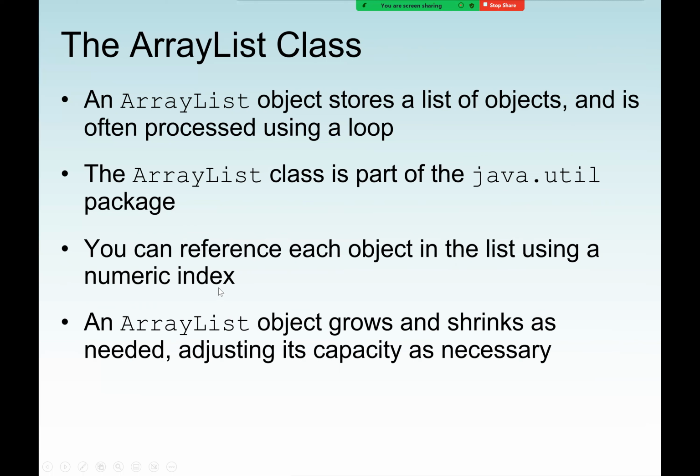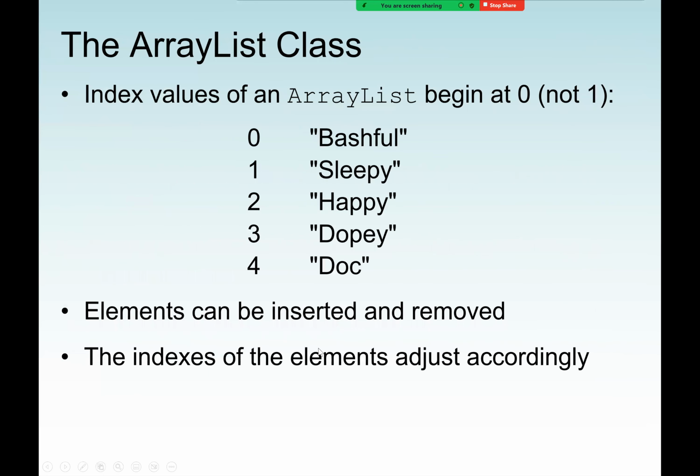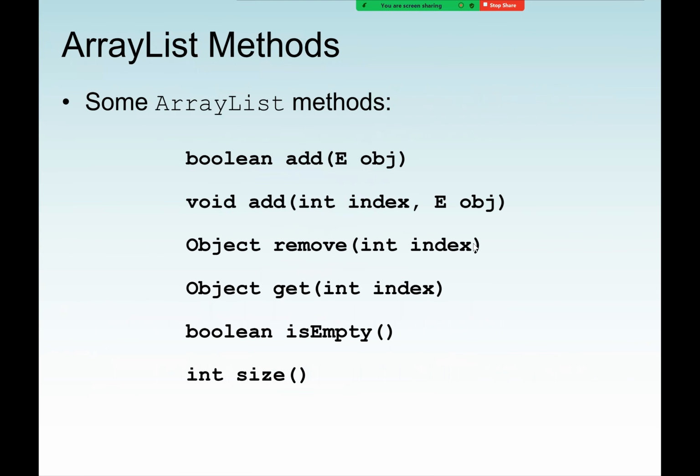Also, it still uses the index. The index will be the location of each item in the ArrayList. So the ArrayList can shrink or it can get bigger. For example here, the first item in the ArrayList is bashful, so the index is 0. The second item is sleeping, the index is 1. Happy, the index is 2, etc. An element can be inserted or removed from the ArrayList using special methods that come with the class.